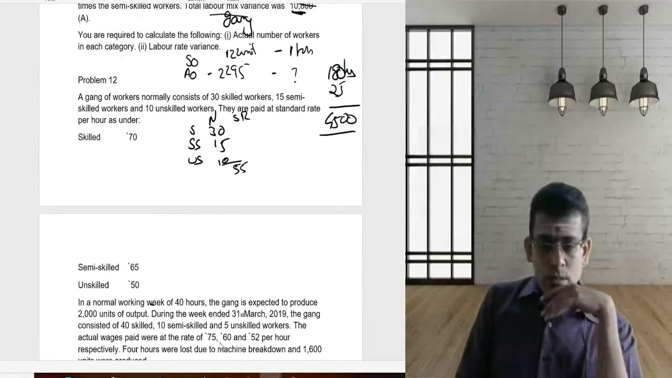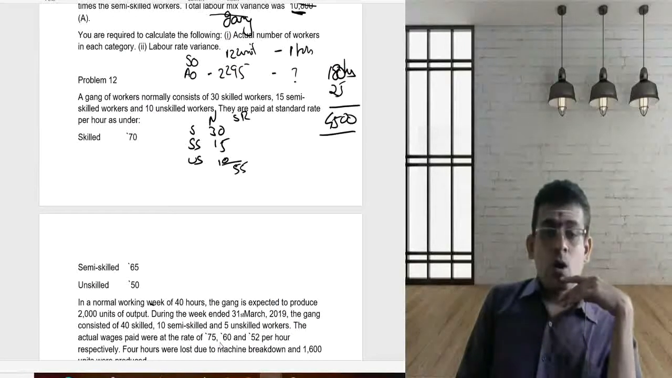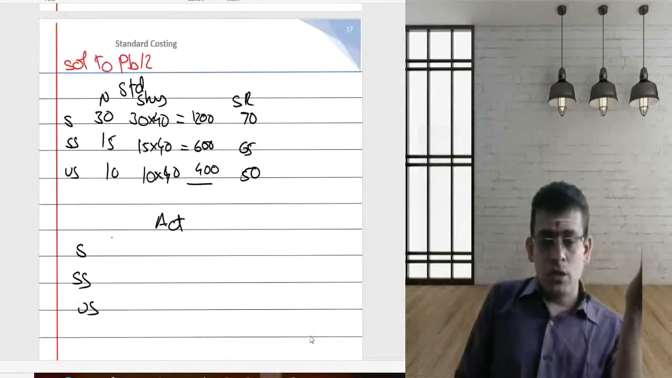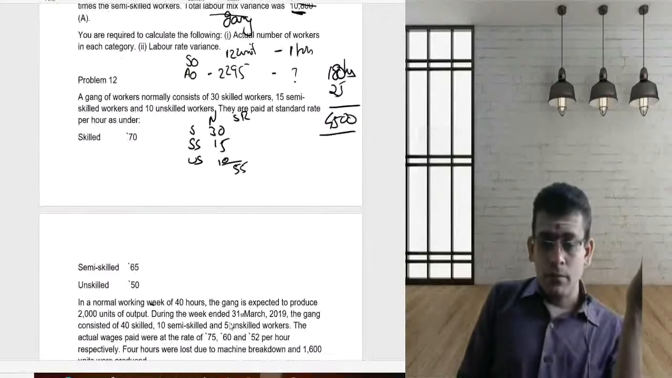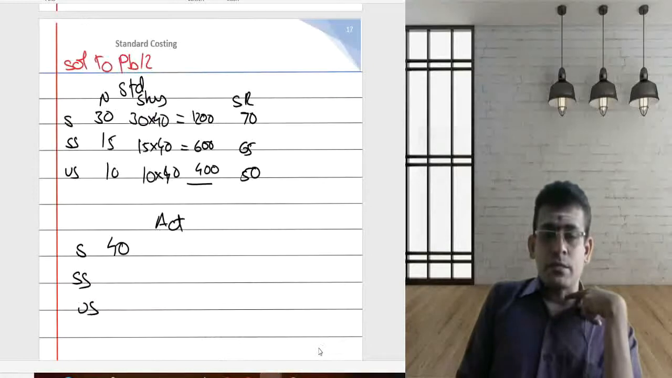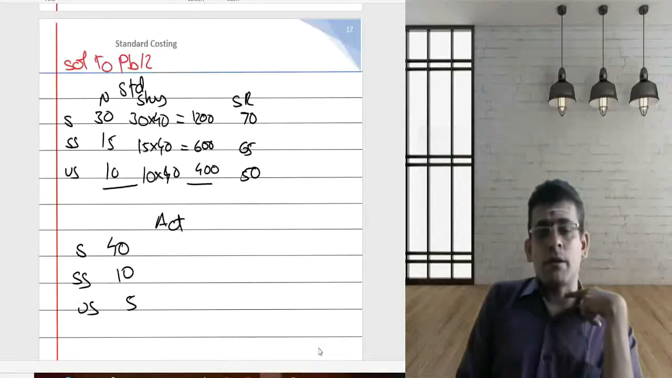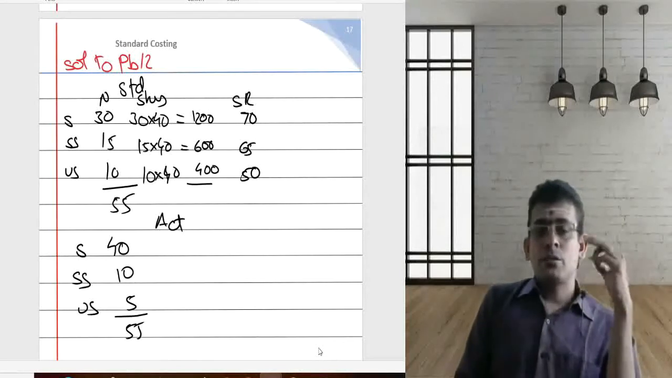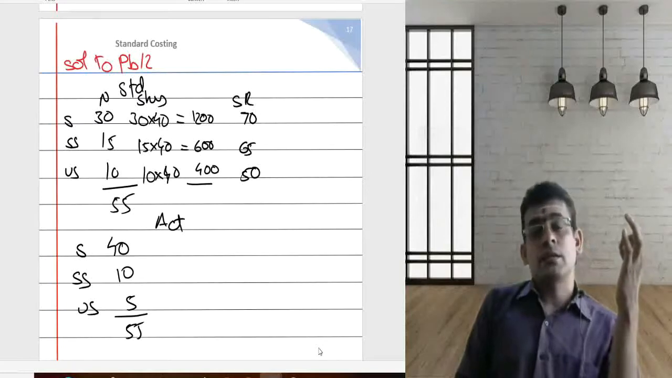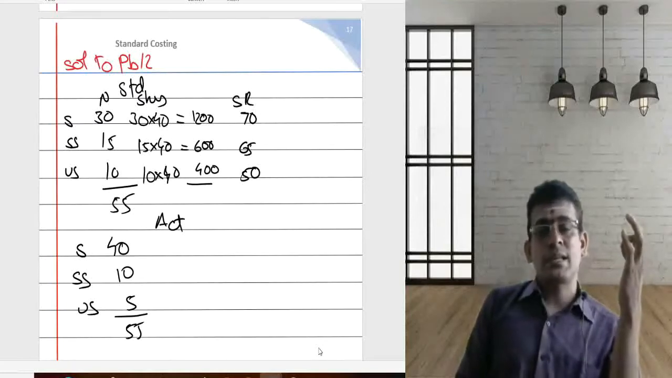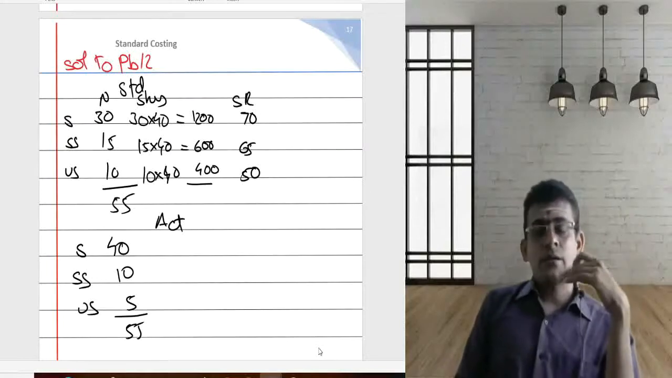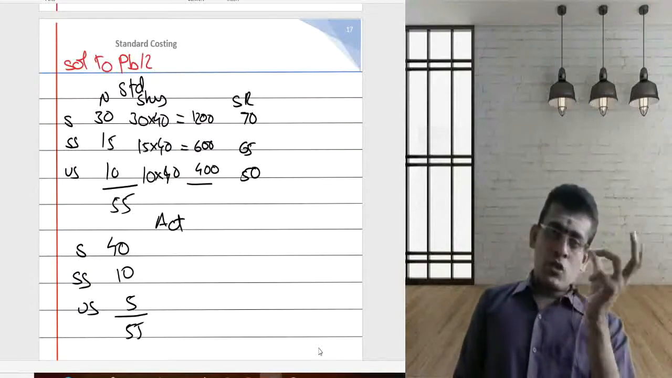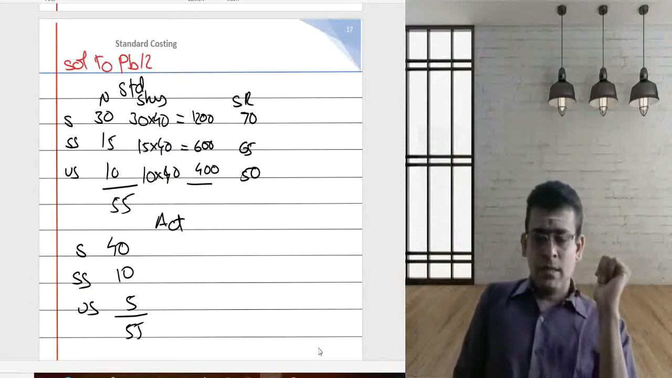The question says the gang consisted of actual 40 skilled, 10 semi-skilled, 5 unskilled. Total remained the same. Even the standard says 55, actual is also 55. But what is happening? Instead of using 30 skilled, he used 40 skilled. Instead of using 15 semi-skilled, he used only 10 semi-skilled. Instead of using 10 unskilled, he used only 5 unskilled. So this is arising from a change of gang combination.